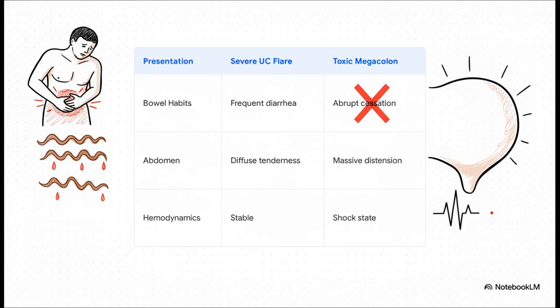Let's check out this clinical variance box to pinpoint a very specific high-yield trap. During a severe UC flare, a patient is going to experience frequent, bloody diarrhea and cramping. But, and this is absolutely crucial, if you see an abrupt cessation of diarrhea in that exact same patient, do not assume they're getting better. That sudden halt, especially when you see massive abdominal distension and hemodynamic instability, signals the onset of massive colonic paralysis. The bowel has literally just stopped moving.